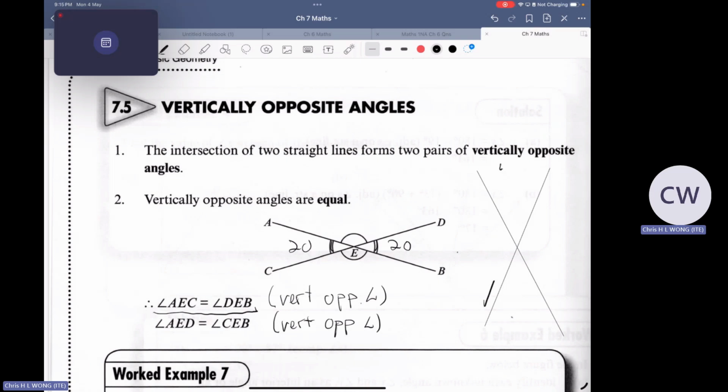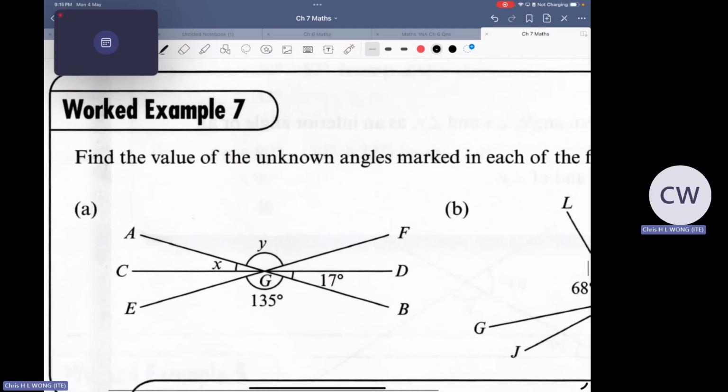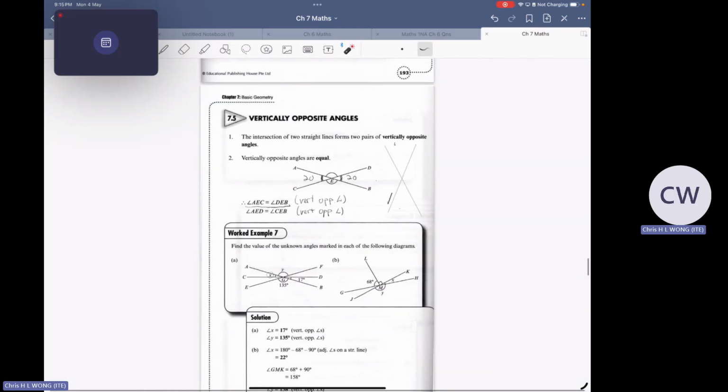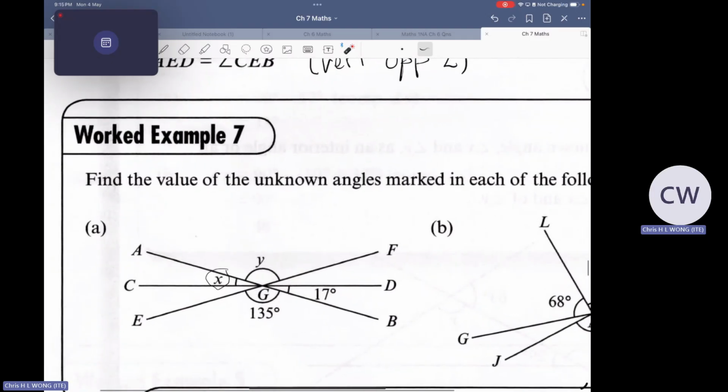Next one, I move forward. Now this is what I'm talking about. When you have more lines, it's more difficult to see. So let's say now you can see. What is x? Let's say when it is small, so you can see how it's small, I make it a bit easier for you. Where is the vertically opposite angle? You see 17, I draw 17.